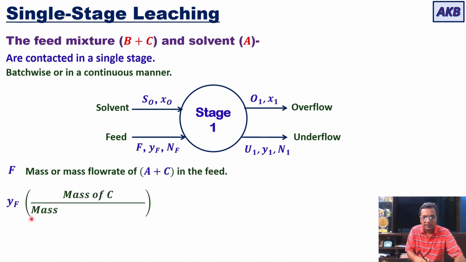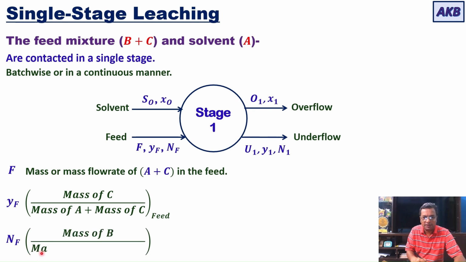Then YF is mass of C upon mass of A plus mass of C in the feed, which is weight fraction of C on a B free basis that is present in feed. Then NF, capital NF, is mass of B divided by mass of A plus mass of C in the feed. That is, this is weight fraction of B on a B free basis in the feed.